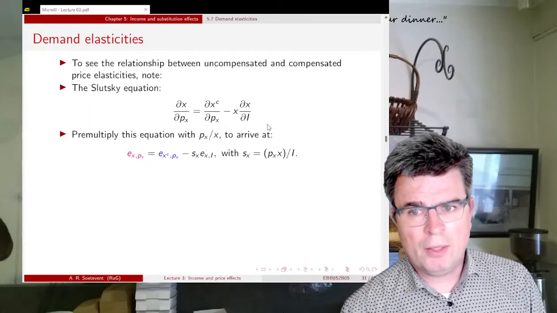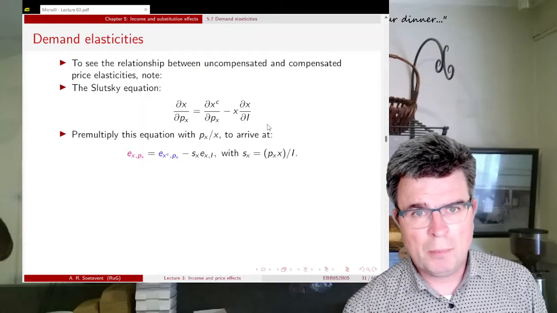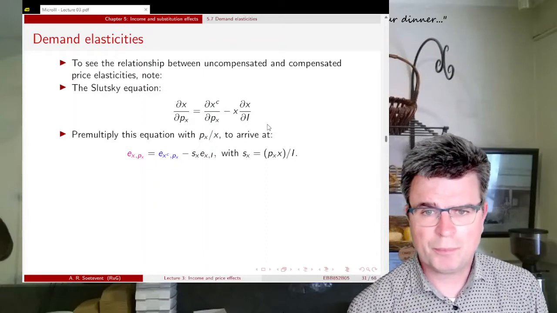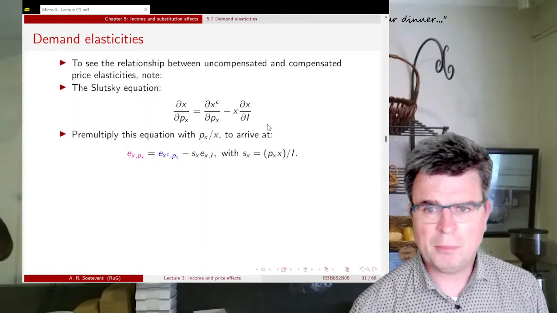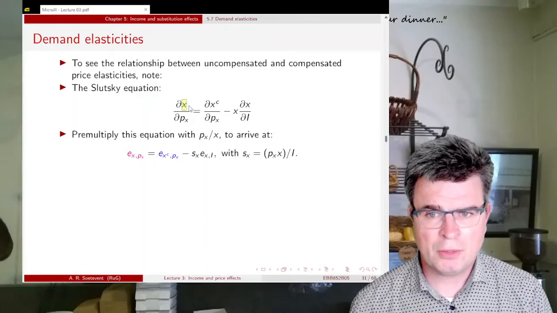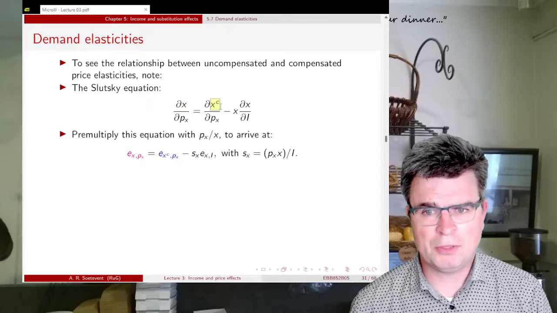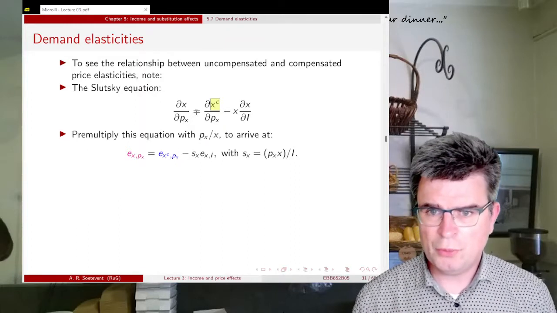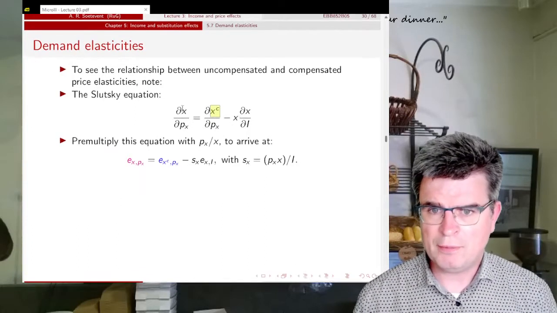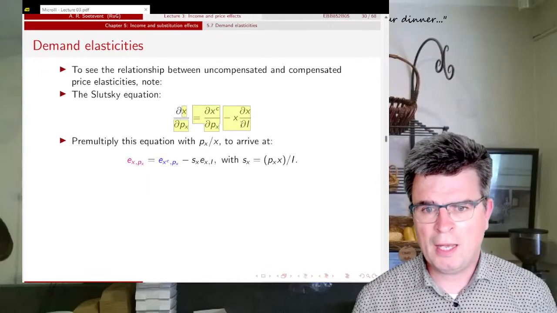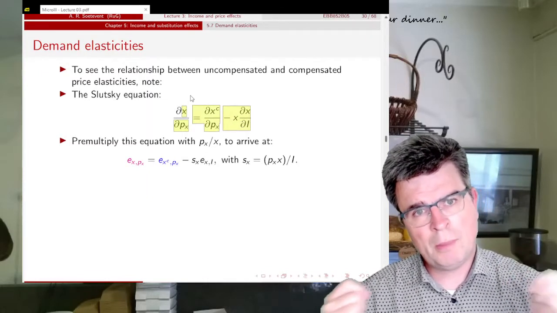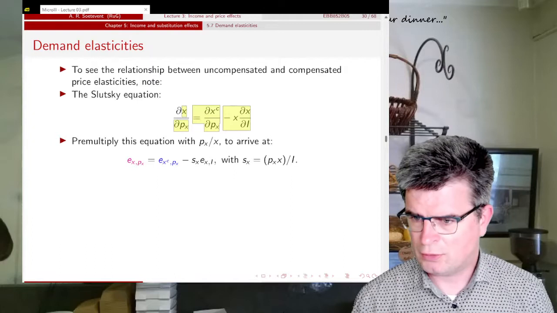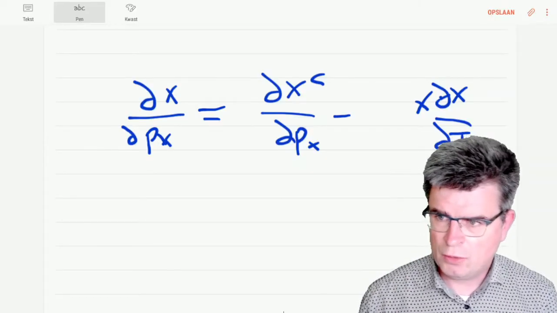And what then are the relationships between the uncompensated and the compensated demand elasticities and price elasticities? Well, we can find out by using the Slutsky equation, because the Slutsky equation relates the uncompensated demand and the compensated demand. So I will again switch to the tablet, where I will repeat the Slutsky equation, and then I will do a number of manipulations in order to arrive at the elasticities.